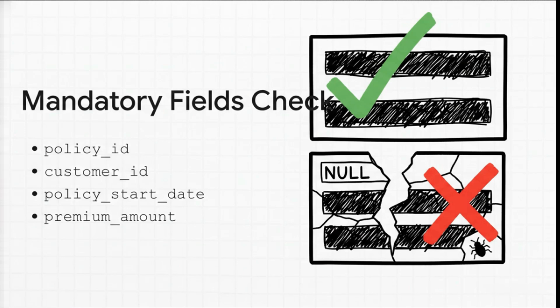You also have to hunt for logical errors, especially with dates. I mean, can you imagine finding a policy where the start date is after the end date? That's impossible, right? These are classic, high-severity defects that you find with simple date comparisons, and believe me, they happen way more often than you'd think.